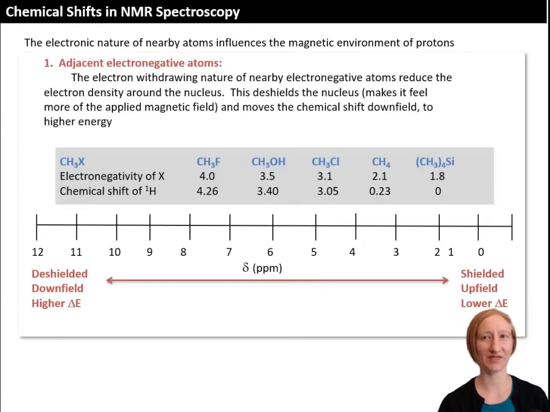As an example, we can compare methyl groups that are bound to different X groups. Here, X changes from fluorine to oxygen to chlorine to hydrogen to silicon. The electronegativity of that X atom decreases down the series. And what we see is that the chemical shift of the adjacent hydrogens also decreases. So as the electronegativity of the nearby atom decreases, the adjacent protons are more shielded and feel less of the applied magnetic field, and so they resonate at lower chemical shifts.